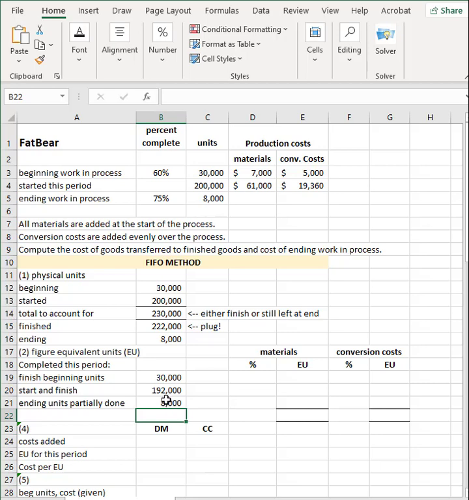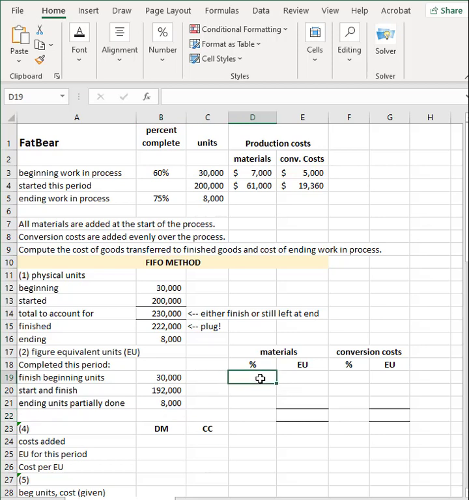Now, to do the equivalent units, which is our second step here, we take the physical units times the percent complete that they are. And here we have materials and conversion costs at different completion levels. If they were all the same completion levels, then we would only need one column. But here, since they're different, the equivalent units is not the same. Equivalent unit is the amount of effort that one unit would take. So if you have a unit and it's halfway done, that's a half of an equivalent unit.